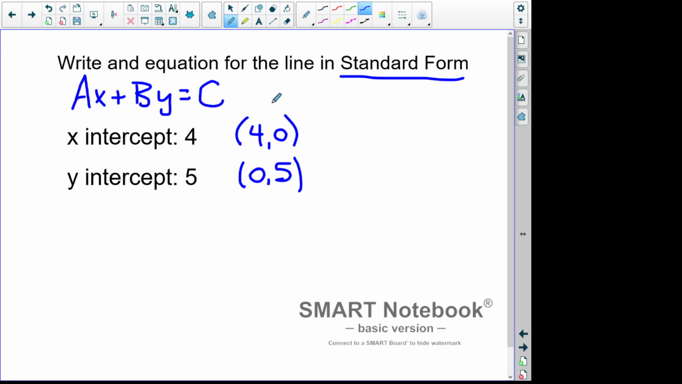So for any of these forms, I want to find out the slope. I have 2 points here, so I can calculate the slope. I'm going to look at the y values from 0 to 5. From 0 to 5, the y values go up by positive 5. And then from 4 to 0, the x values go down by 4. So my slope here is negative 5 over 4.